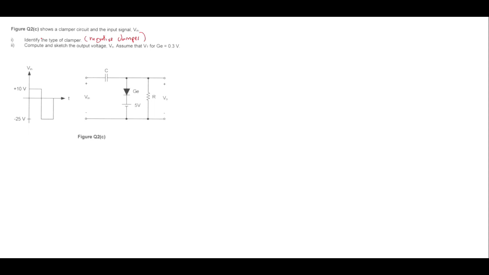Okay, the second question: compute and sketch the output voltage Vout. Assume that Vt for germanium is equal to 0.3 volt. So we follow the step by step as what we have done in the first tutorial, right?